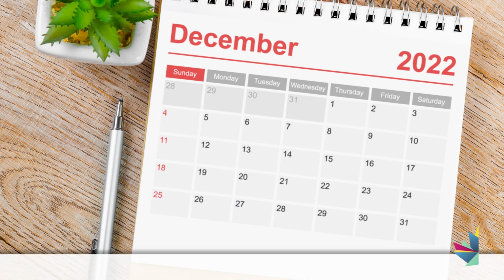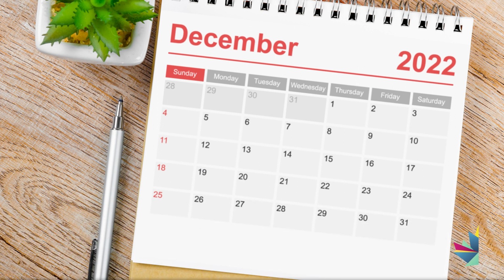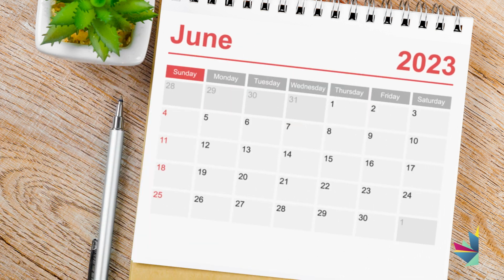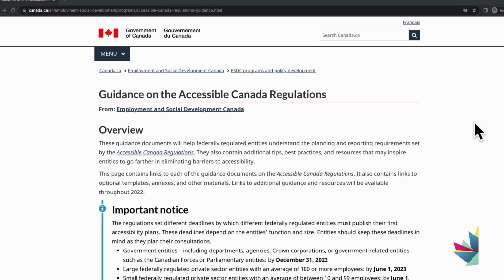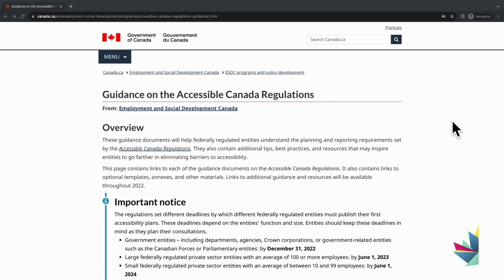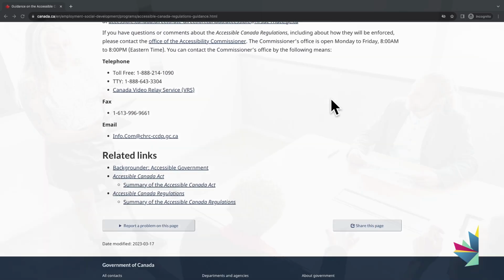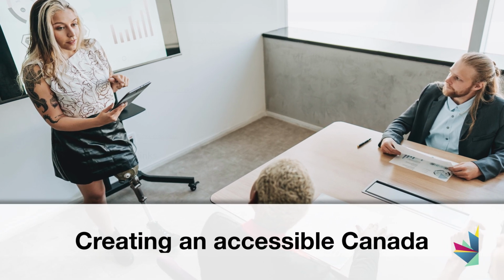Organizations have different deadlines for publishing accessibility plans and their feedback processes. Refer to the Accessible Canada Act to find out the deadlines for your organization. For more information about accessibility plans and feedback processes, check out the Government of Canada's guidance on the Accessible Canada regulations. Thanks for helping to create a more inclusive and accessible Canada.